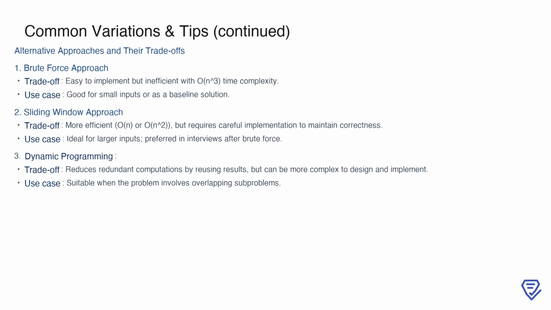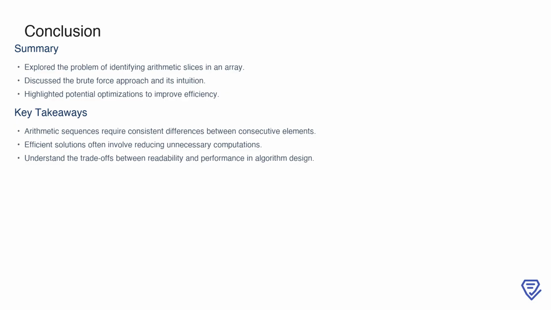It reduces redundant computations by reusing intermediate results, which makes it highly efficient. However, it can be more complex to design and implement. Dynamic programming is particularly well suited for problems with overlapping subproblems. Understanding the trade-offs between these approaches will help you choose the most appropriate method based on the problem's constraints and requirements. Great job! We've reviewed the key aspects of solving problem number 413, arithmetic slices. Remember the importance of identifying patterns and optimizing for performance.